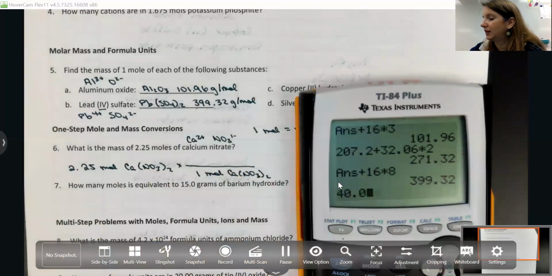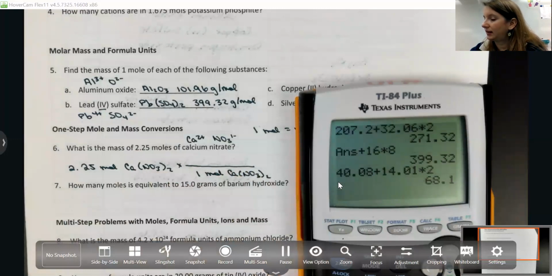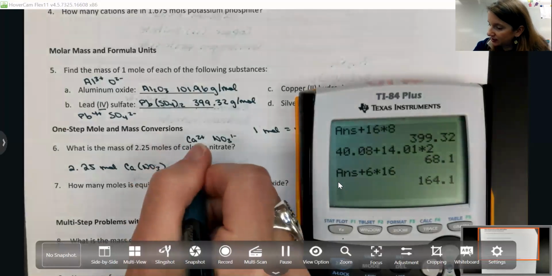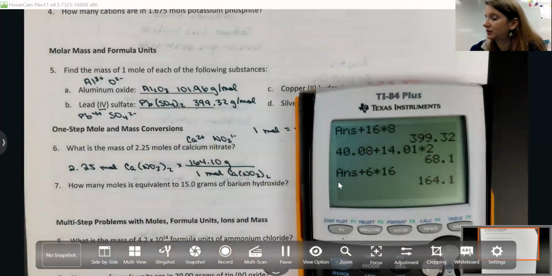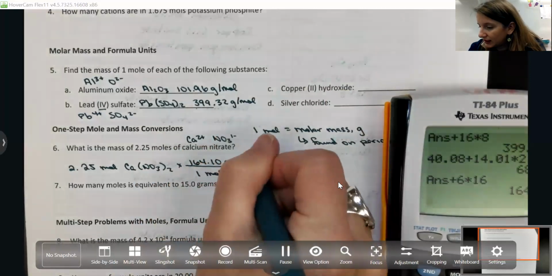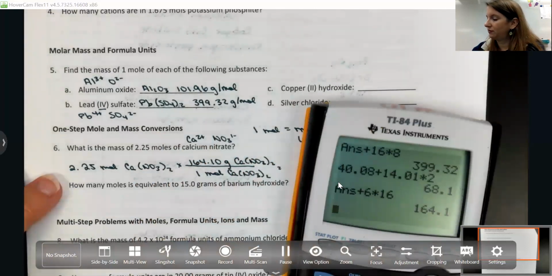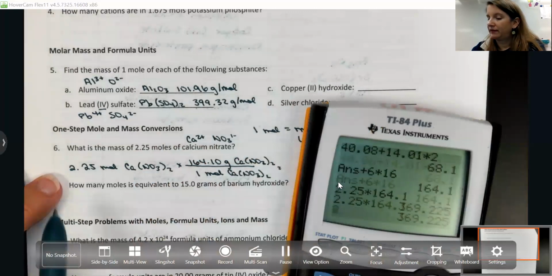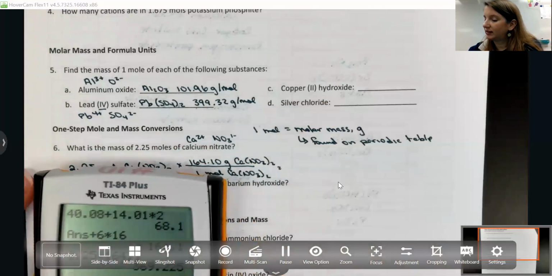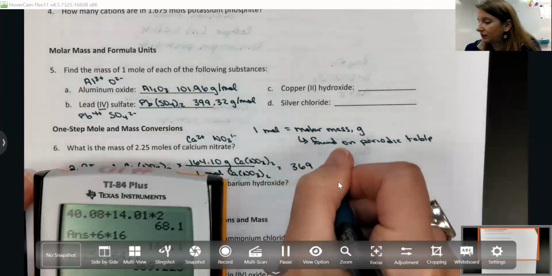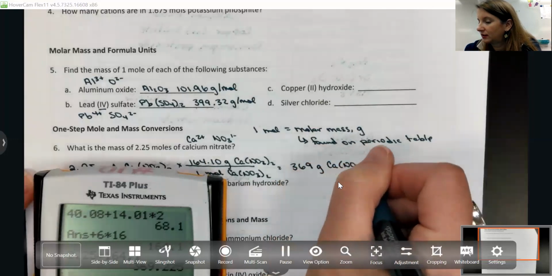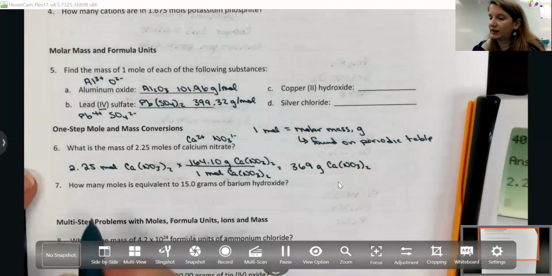So we have 1 calcium, 40.08, plus 2 nitrogens, so 14.01 times 2. And we're going to add that to 6 oxygens, so 6 times 16. So our mass is 164.1 grams of Ca(NO3)2. So then to solve our problem here, we have 2.25 multiplied by our molar mass, because it's in the top, 164.1. We have 3 sig figs that we're starting with, so we're going to want to round our answer to 3 sig figs, so we should be getting 369 grams of calcium nitrate. All right, and then you guys can try number 7 on your own.